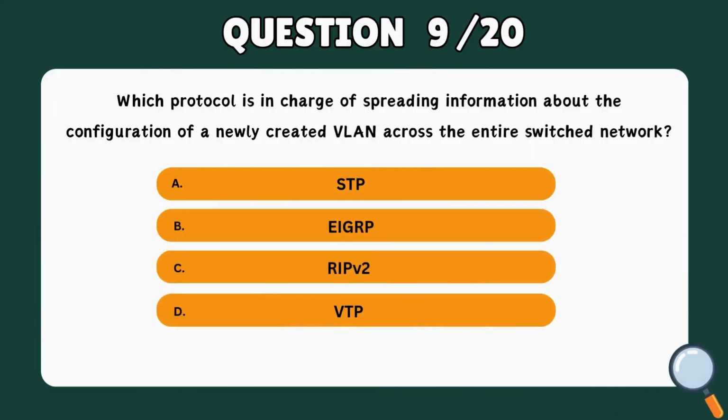Question 9. Which protocol is in charge of spreading information about the configuration of a newly created VLAN across the entire switched network? A. STP. B. IGRP. C. RIPv2. D. VTP. Correct answer: D. VTP.